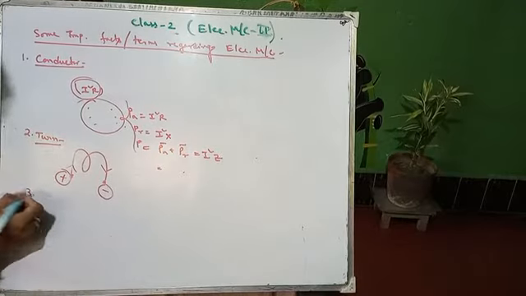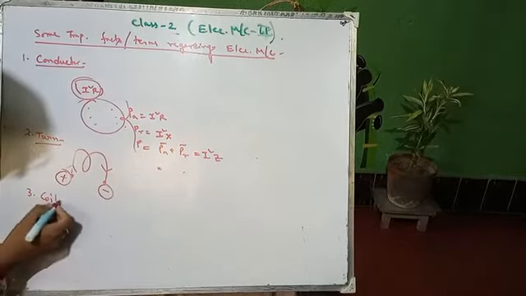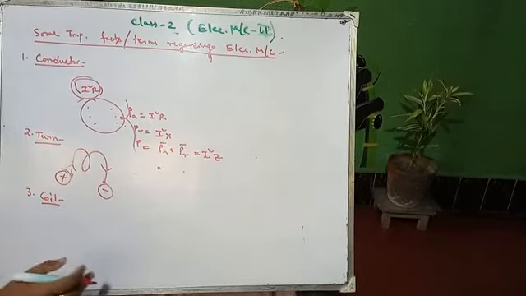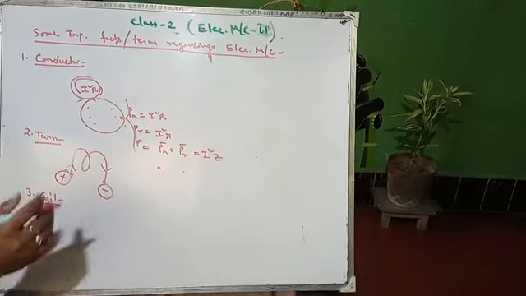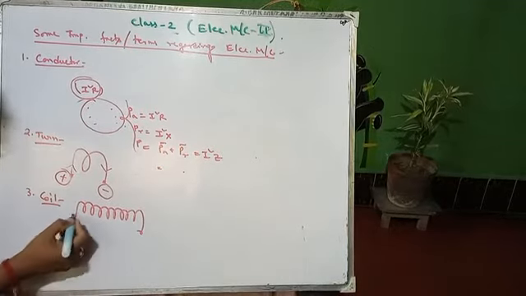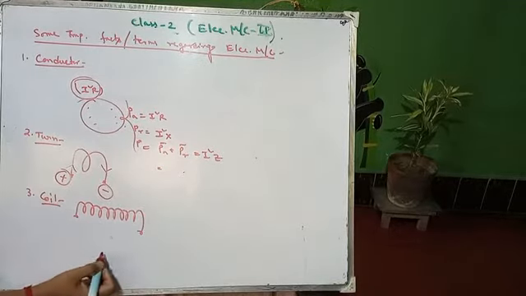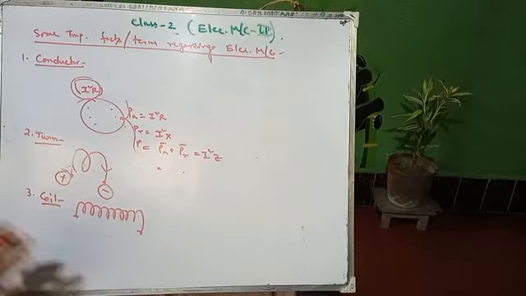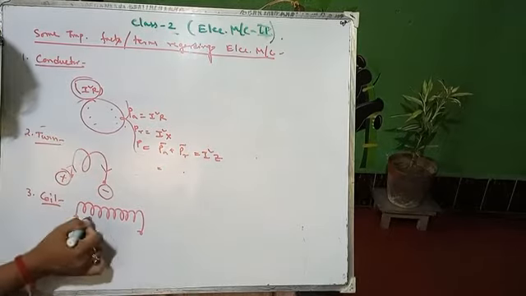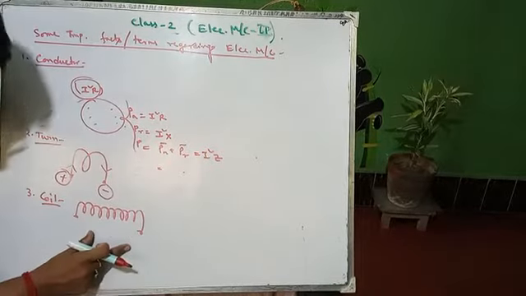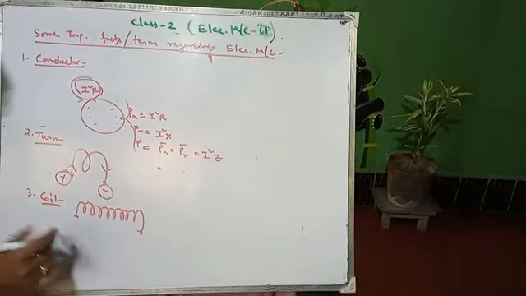Okay, so next, the third one, coil. What is a coil? One coil may consist of any number of turns. It may be 1, 2, 3, 4, 5, 6, 7, 8 or multiple turns. This is a coil. So an accumulation of turns produces a coil. Always remember, turns are connected in series to make a coil. This type of concept you have to clear first.